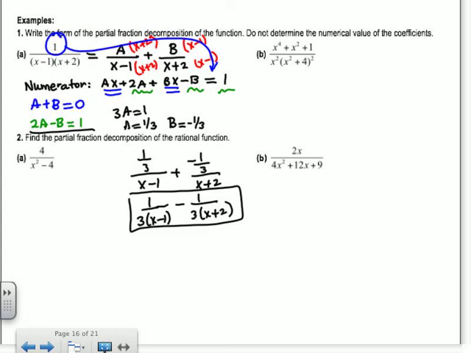So how would I break it up? Oh, I said do not find the numerical value of the coefficients. I was wondering why I only gave that much space. So we're doing part 2, basically. Do you guys see? Do not determine the numerical value of the coefficients. Yeah. Because a plus b equals 0. Yep. So if a was 1/3, b has to be its opposite, negative 1/3.